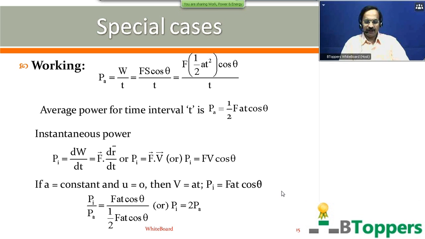So if you divide P_i by P_a, you get Fat cos theta by half Fat cos theta, or P_i equal to 2 P_a.